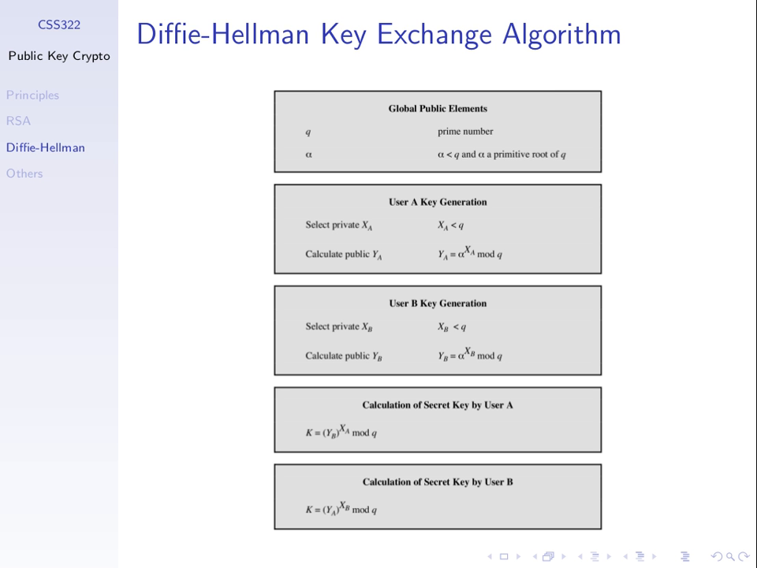That guarantees the key must be the same, but the key is the same and no one else knows it. An interceptor only knows YA and YB, and that is not enough. Yeah. Okay.